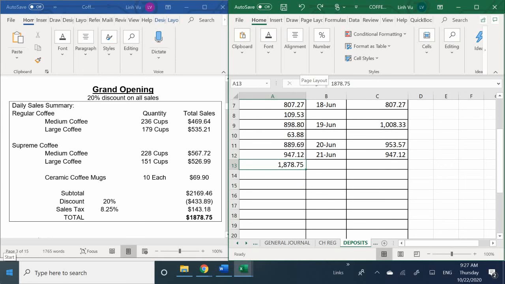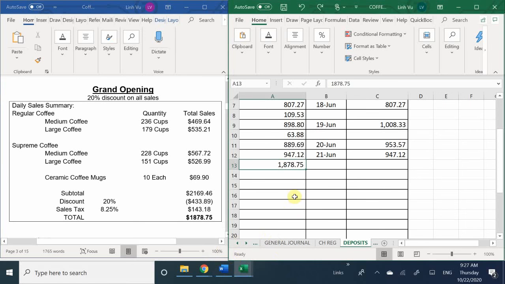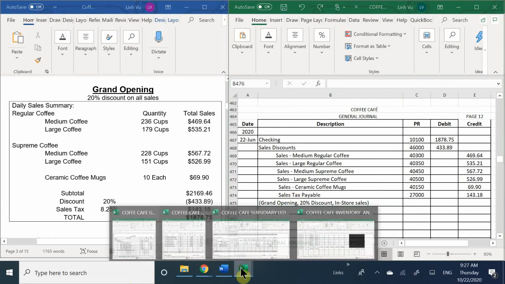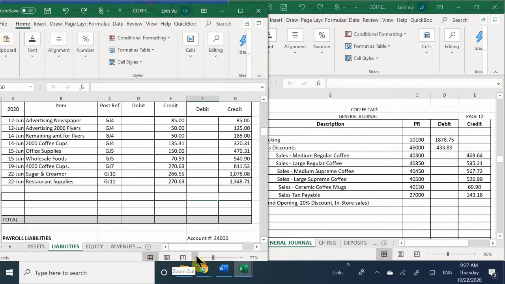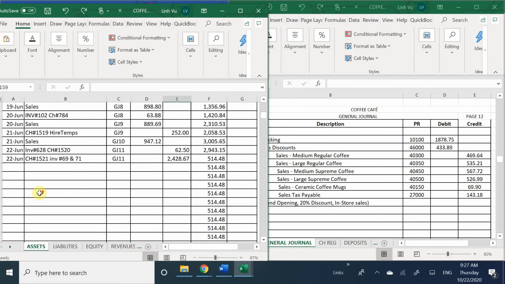Okay, so we all agree we're not going to deposit it today? Agree. I agree. Okay. So then what's going to happen next? General ledger. Good. So ledger, where are we going to go first? Checking. Good. Okay, checking.